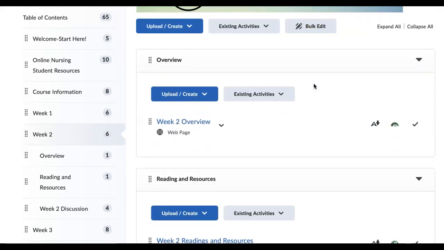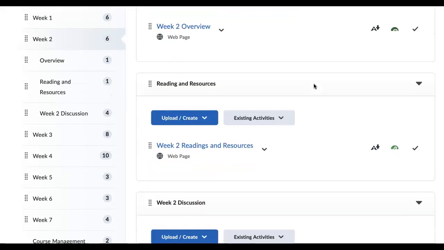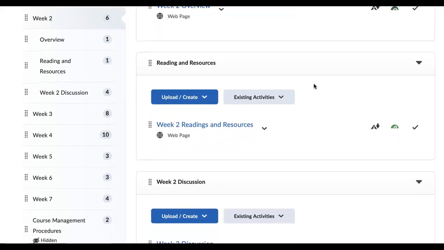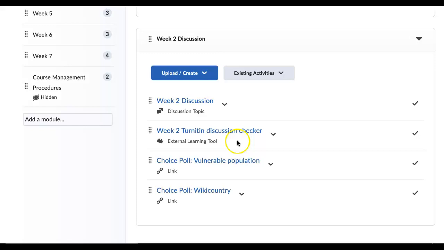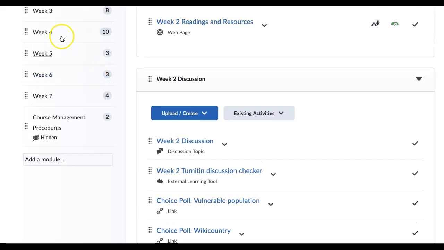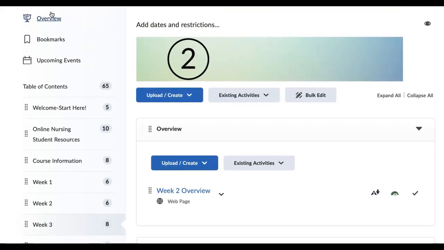So week 2 continues on with some additional content. This is about social determinants of health, sustainable development goals, which are key concepts that we'll be discussing throughout the class. And this is a traditional discussion. You've got the checker and you have 2 choice polls. And this is where you will be making your Wicked Country choice poll, which is the major assignment for this course, which begins in the next week, which is in week 3.